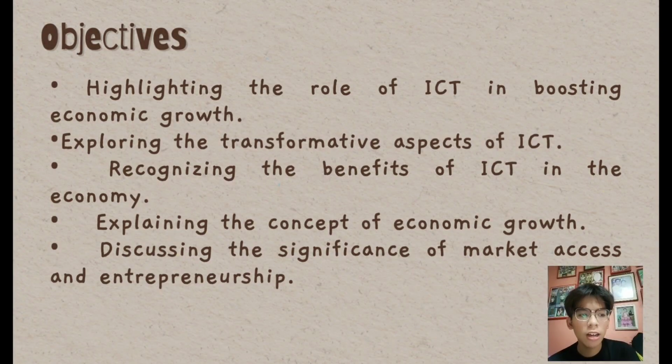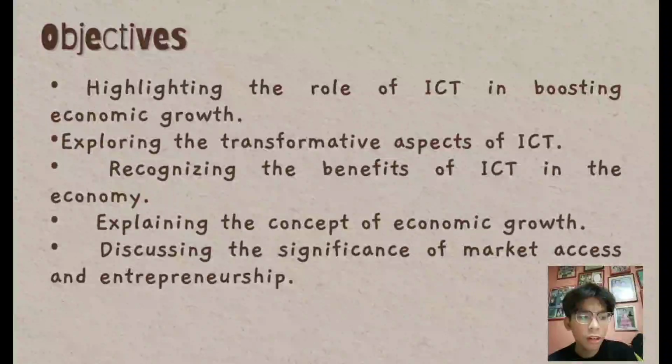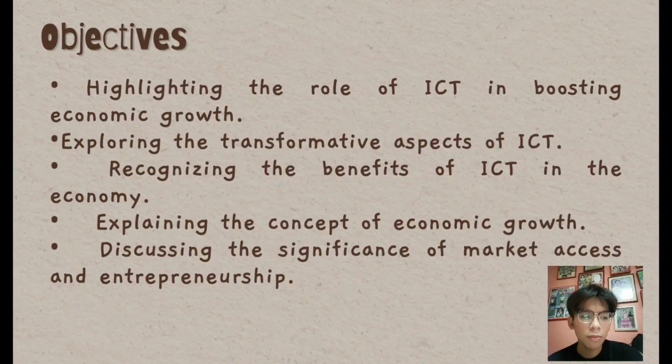Number four, explaining the concept of economic growth. The text provides an explanation of economic growth as a process that involves building up and increasing wealth over time. It acknowledges that economic growth is not uniform and can vary across different stages of development, sectors, and regions. The objective is to provide a conceptual understanding of economic growth and its relationship with ICT.